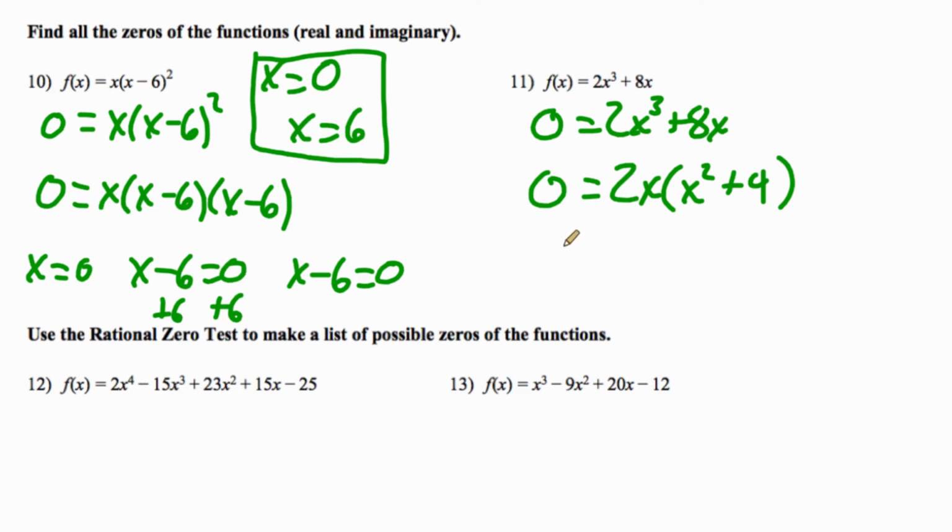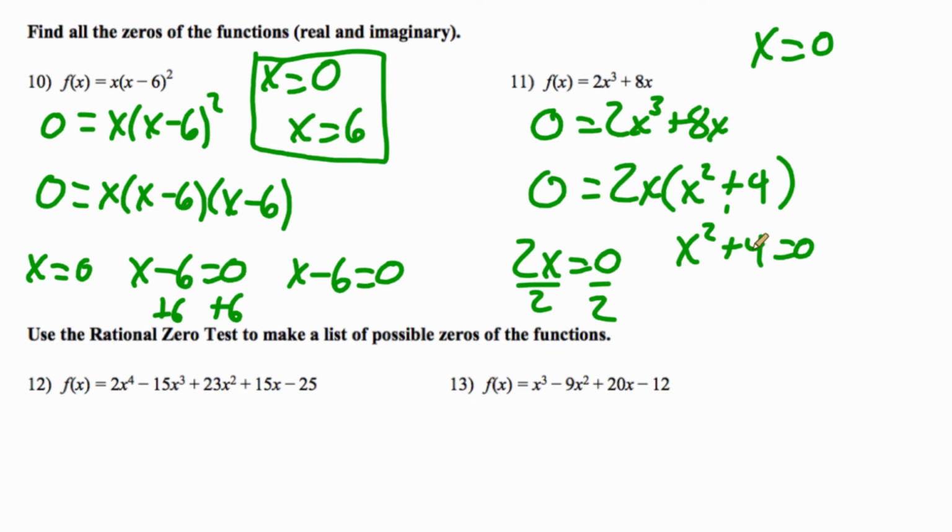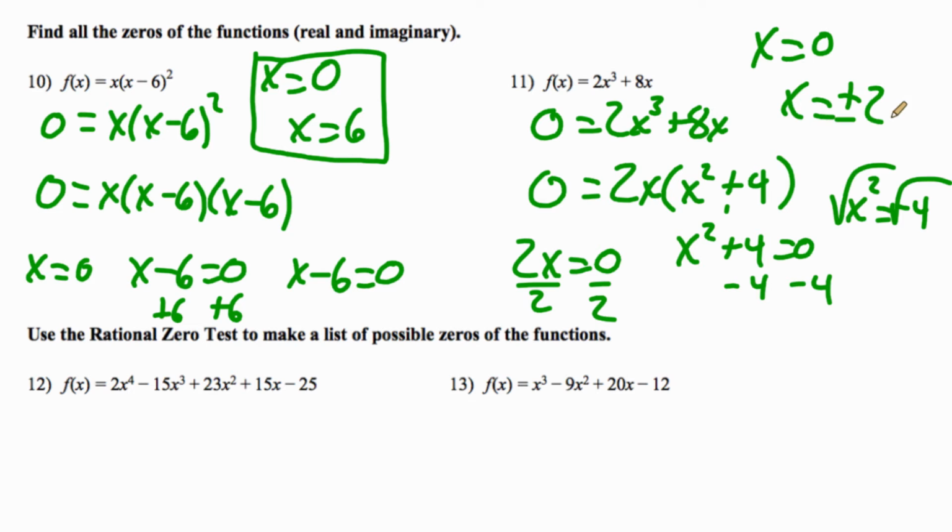Now that we've factored, what we want to do is take each factor and set it equal to 0. So 2x equals 0 and x squared plus 4 equals 0. To solve the first one, I would just divide both sides by 2, and then we end up with x equals 0. For the second one, I'm going to subtract the 4 over to the right-hand side, so we get x squared equals negative 4. Then if we square root each side, we end up with x equals plus or minus 2i as our answers.